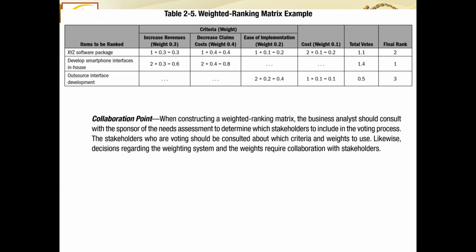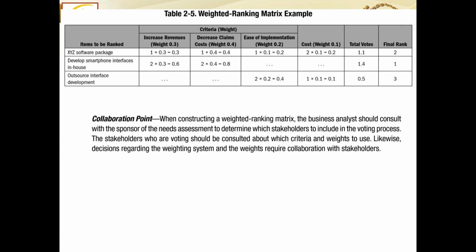So what does it mean? It means XYZ software package has voted 1. So it comes out to 1 into 0.3 is 0.3, 0.4, 0.2, 0.2. So total votes received are 1.1, and the final ranking, according to that, if we compare all the 3 options, this is the second best result.